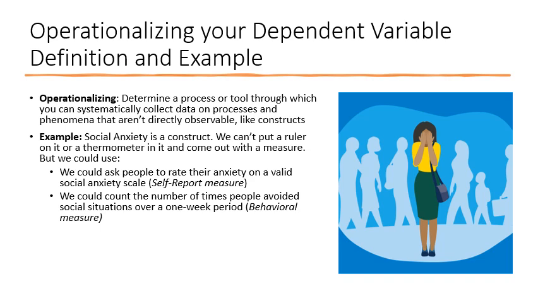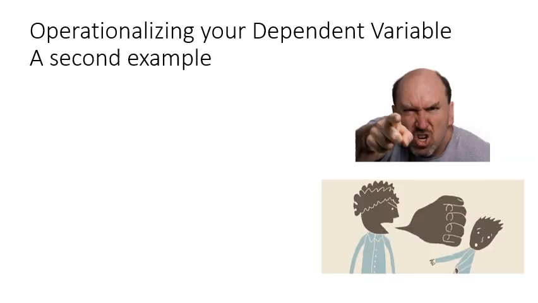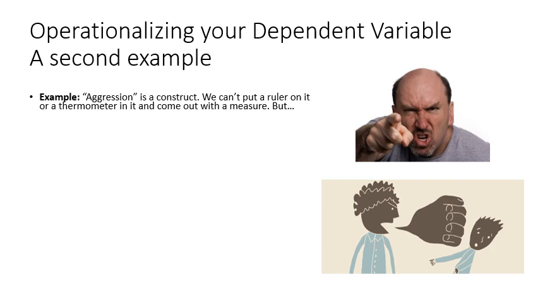We could count the number of times people avoided social situations over a 1-week period. That's a behavioral measure. We could measure heart rate, perspiration, and other physiological indicators of anxiety in social situations, and that is an example of a physiological measure.